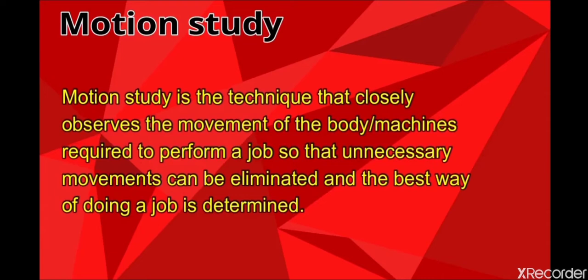So, motion study refers to the study of movements of the worker while doing a particular task. Basically, Taylor has recognized 3 types of movement. Number 1, productive. Number 2, unproductive. And number 3, accidentals. Clear?